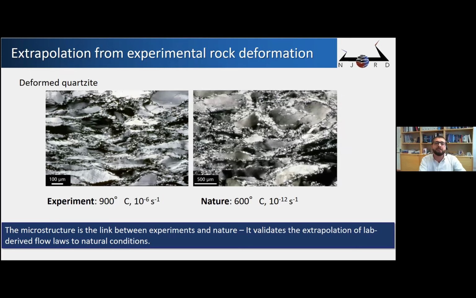So we go to the field and then we look at a bunch of thin sections and we interpret the microstructures in terms of deformation mechanisms. And we compare the microstructure in nature with microstructures in experiments. Luckily, they tend to be very similar, which allows us to extrapolate laboratory-derived flow laws or constitutive equations to natural conditions in order to estimate the rheology of natural shear zones.